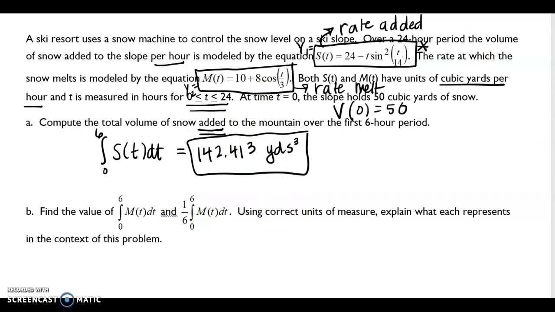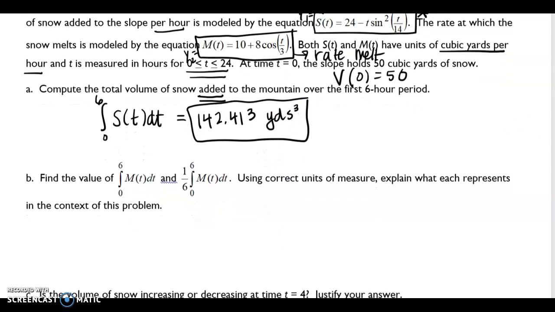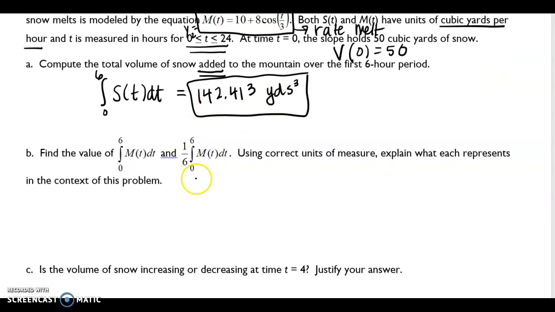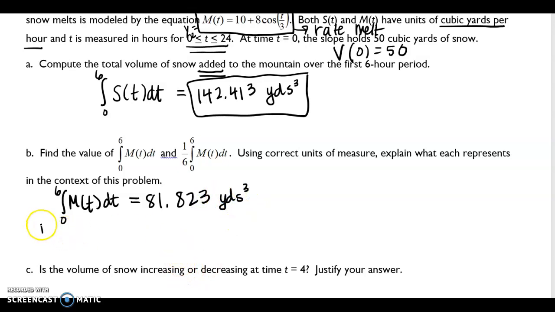All right, part B says find the value of the integral from 0 to 6 of M of t dt and 1 over 6 times the integral from 0 to 6 of M of t dt. So we're just going to use our calculators to calculate this. If my M of t is my y2, I'm just going to use that. I'm going to plug it into my calculator. I will get 81.823 cubic yards. And then for 1 over 6, I'm just going to take that answer that I just got and divide it by 6. So that's 13.637.